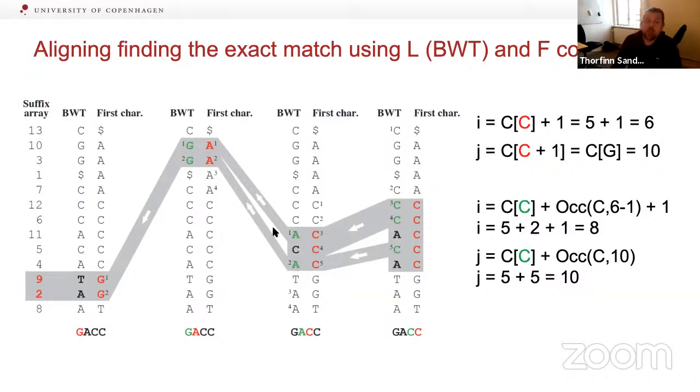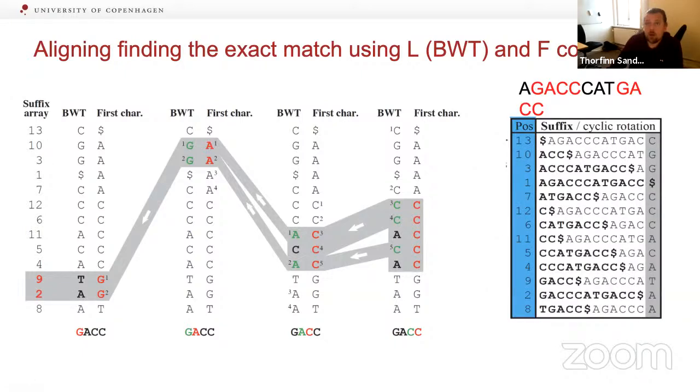Okay, so we redo this exercise. Each time, for the first character, we are looking at a very, very large range. But as we move through these steps in each character, we are narrowing the top and the bottom of these ranges. And in this example, we end up with 2 matches at suffix array positions 2 and 9.